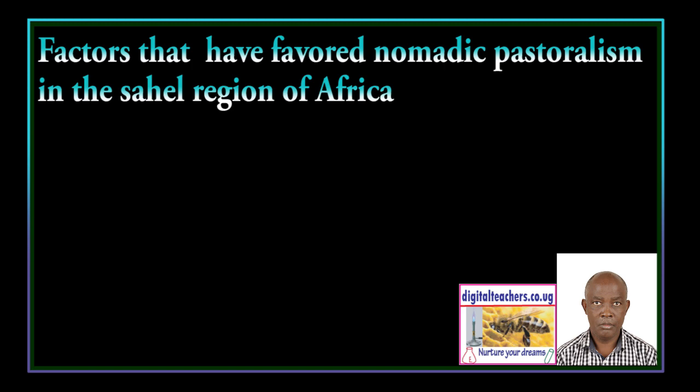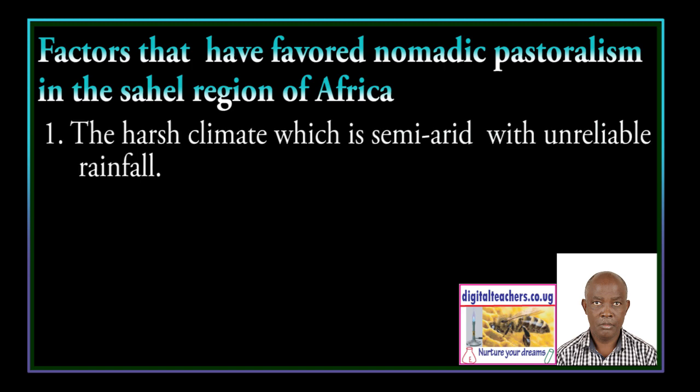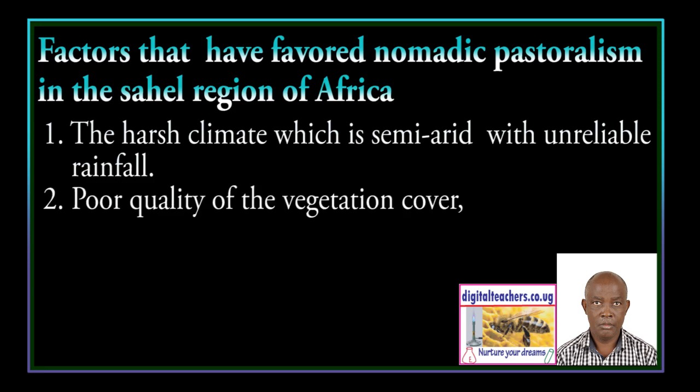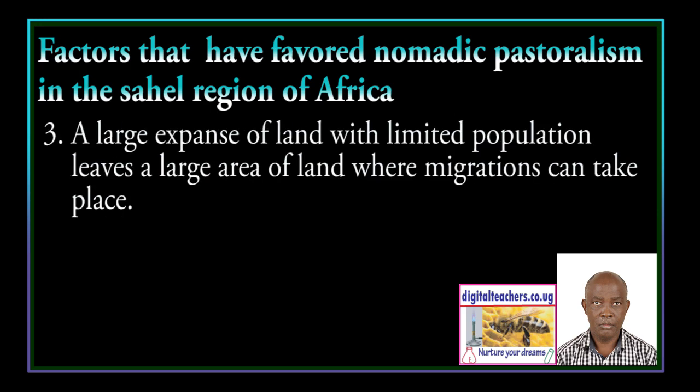Factors that have favored nomadic pastoralism in the Sahel region of Africa. The harsh climate, which is semi-arid with unreliable rainfall, poor quality of vegetation cover, a large expanse of land with limited population leaves a large area of land where migrations can take place.